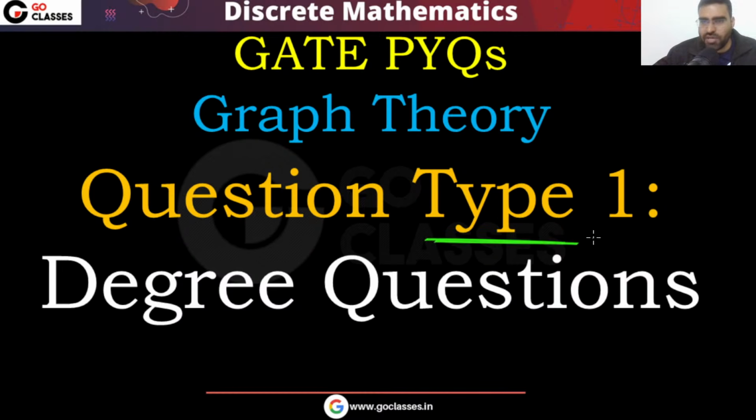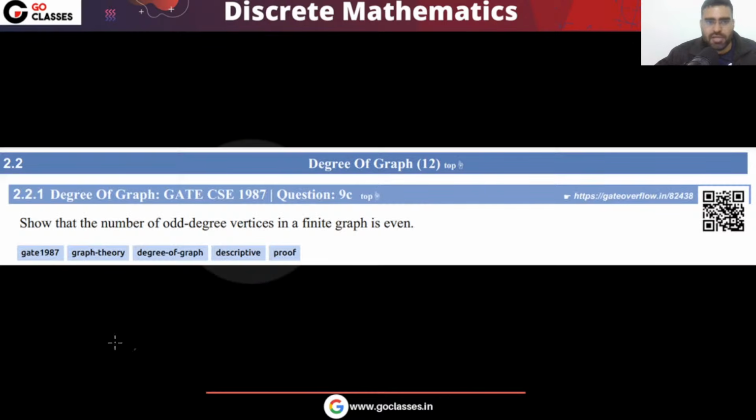What is question type 1? That is degree questions, questions related to degree. This question we have already done, right? Show that this is your GATE 1987 question: show that the number of odd degree vertices is even.